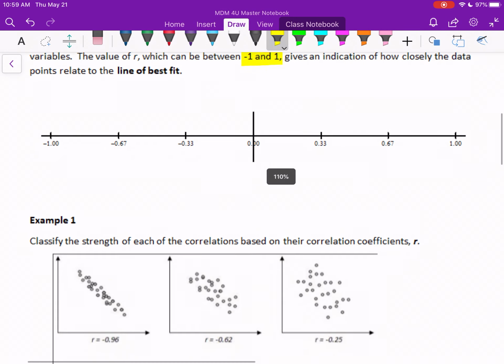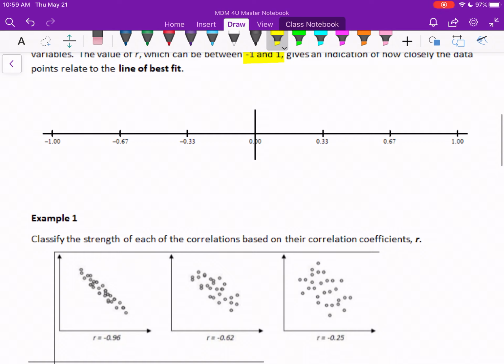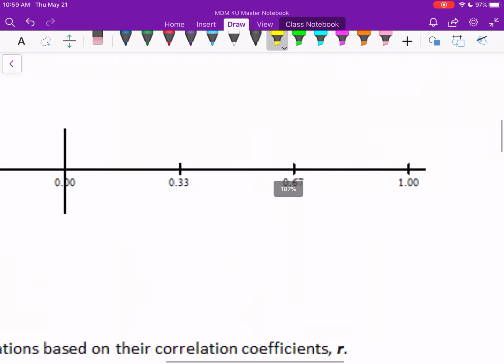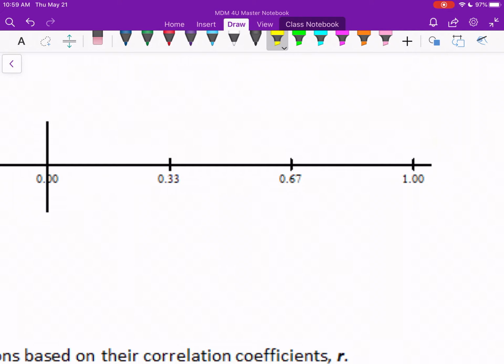So we have -1, and that's represented by this number line. You can see -1 on the far left, you can see +1 on the far right, and then there's this continuum running between them with 0 in the middle. So let's start with the positive side, because the negative side is just a variation of that. Let's start with 1. If something has an R value of 1, that is a perfect positive correlation. Think of 1 in terms of percent. Again, think of these numbers as if they're percents. A correlation value of 1 means there's a 100% correlation. In other words, it's perfect.